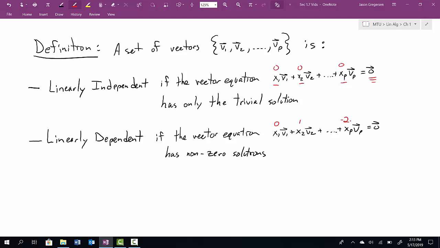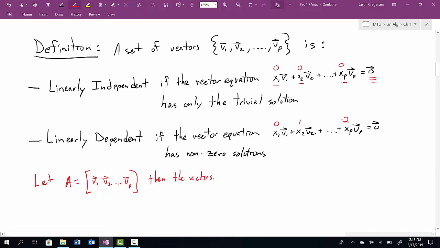So now we've defined independence and dependence based on the number of solutions to the homogeneous vector equation. But we also know that for every vector equation, there's an associated matrix equation. So if we let the matrix A have columns that are those vectors v1, v2, ..., vp, in other words, we build a matrix whose columns are the vectors, then we could define independence and dependence in terms of the matrix equation. We would say that then the vectors are linearly independent if the homogeneous matrix equation has only the trivial solution.